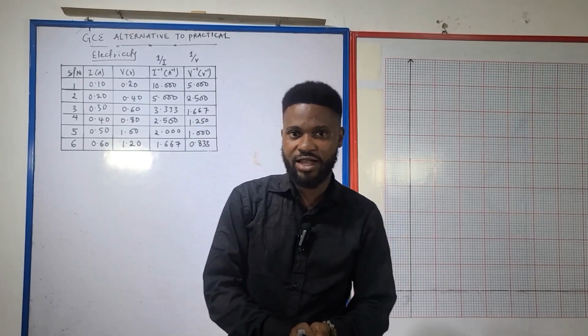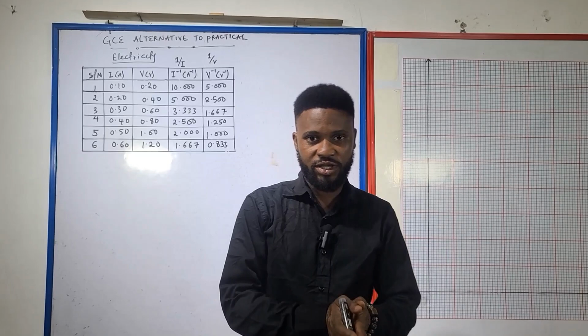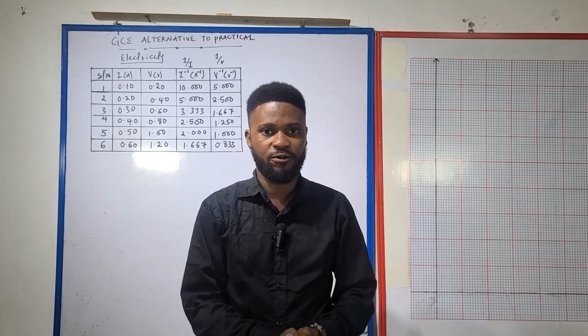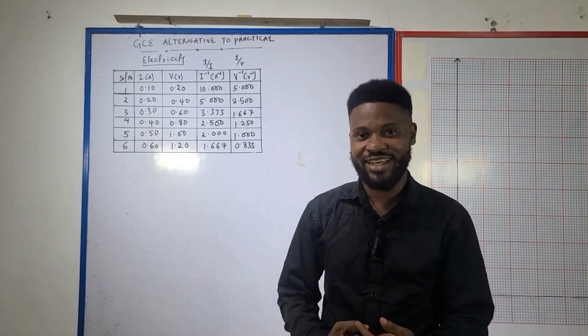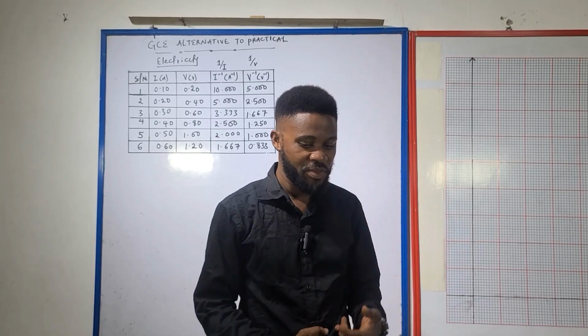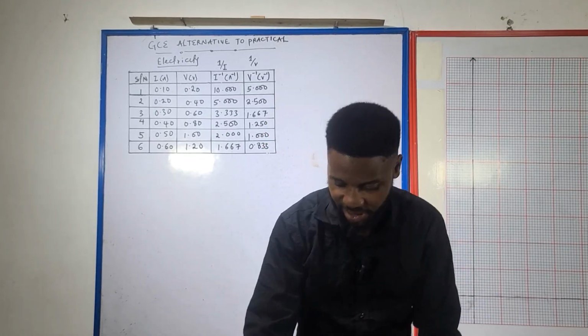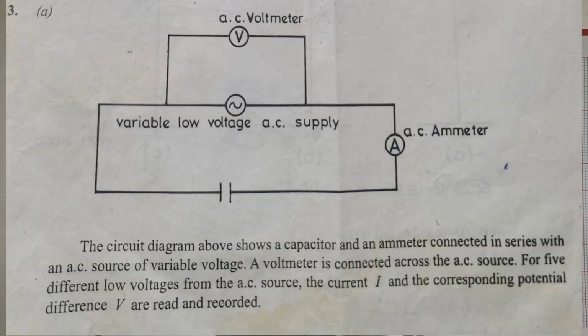So what we'll be looking at today is still on GCE 2023 Alternative to Practical. And the experiment we have for you today, which, like I always say, is a probable question. Take it seriously. It is on electricity. It is about a circuit diagram showing a capacitor connected in series with an ammeter.